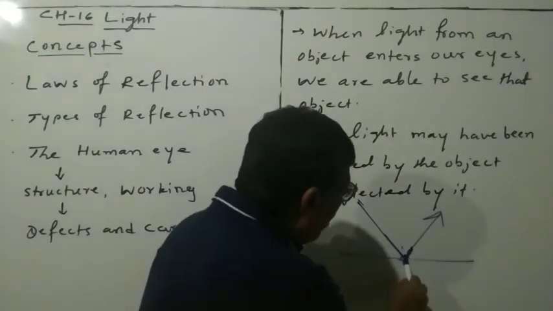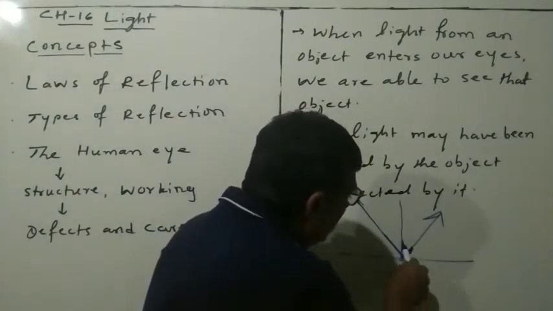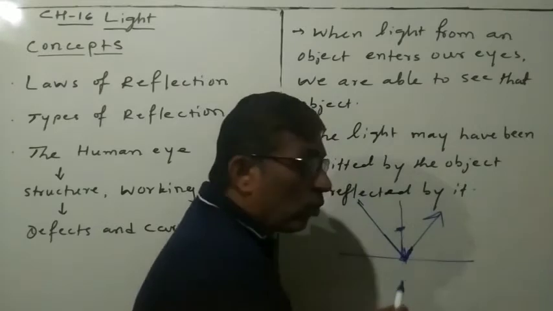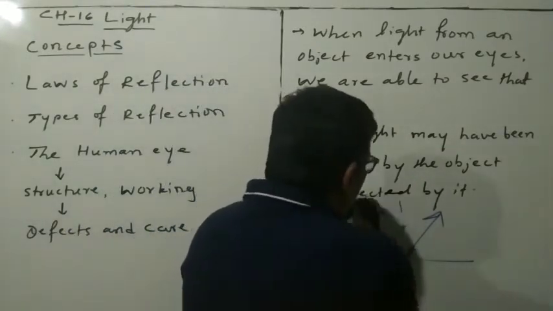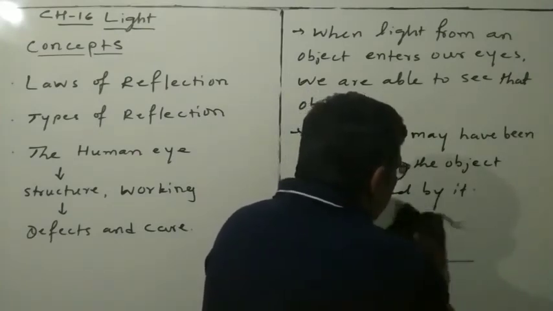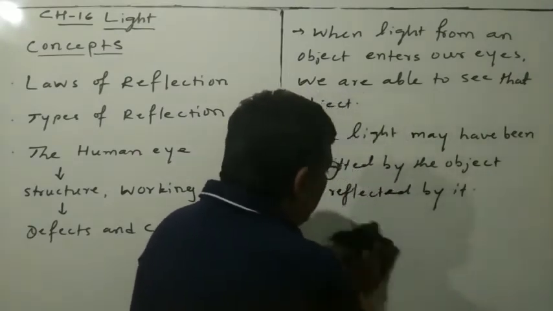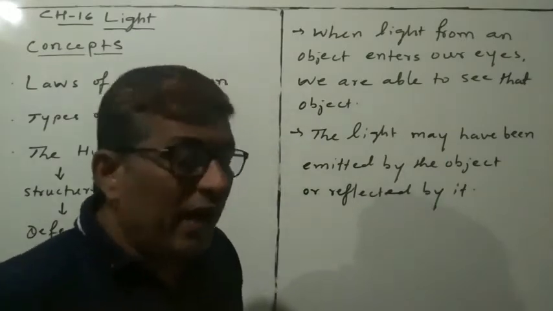So here, at this point, if you have drawn one line here, this is called a normal. Okay, got the idea now? So what did you study? The incident ray, the reflected ray, the point of incidence and the normal.